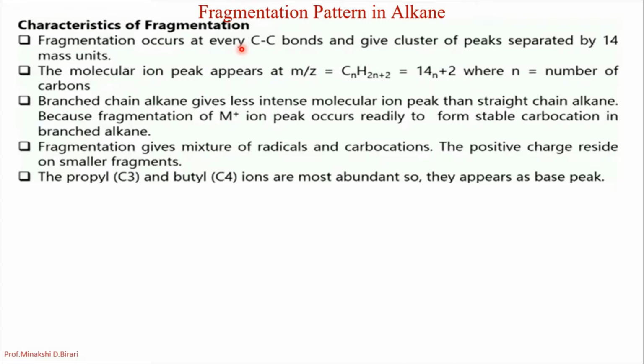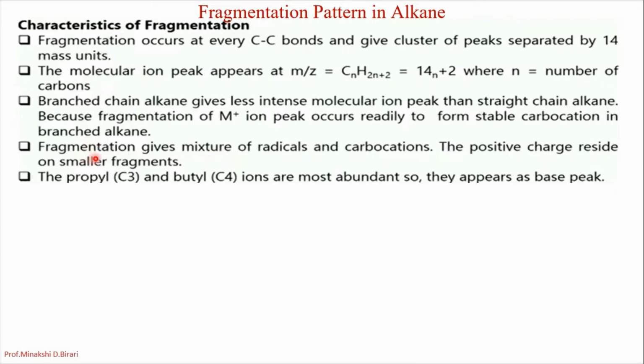And since the molecular ion in the branched chain alkane is less stable, the intensity of the molecular ion is less as compared to straight chain alkanes. So the branched chain alkane gives a less intense molecular ion peak than straight chain alkane because the fragmentation of the molecular ion occurs readily to form stable carbocation in branched alkane. As the molecular ion in branched chain alkane is less stable, the intensity of the molecular ion peak is less as compared to straight chain alkanes.